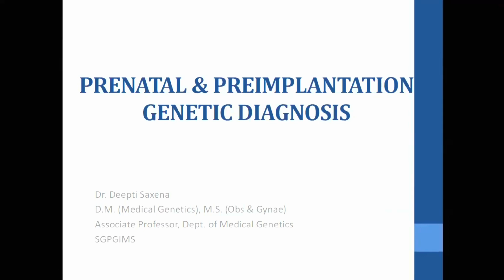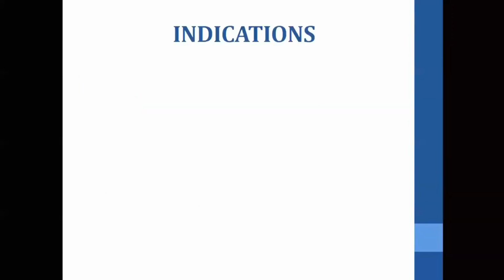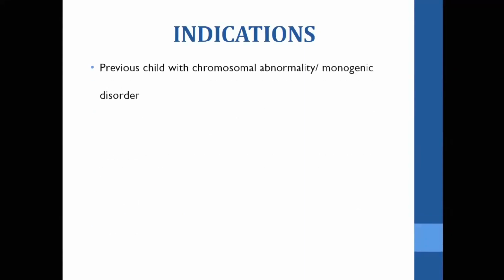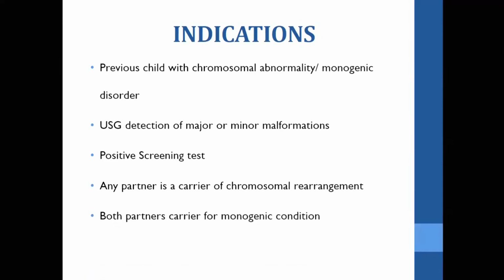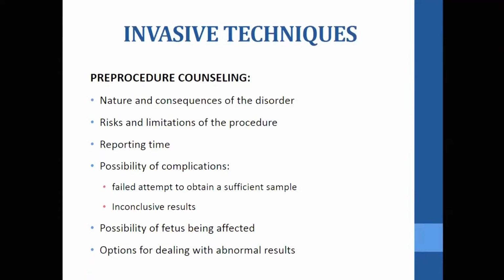So today I'll be talking about prenatal and pre-implantation genetic diagnosis. After screening, we have come to diagnosis. Indications: what are the indications of prenatal diagnosis? It can be done in any case where a previous child has some chromosomal abnormality or monogenic disorder, if ultrasound shows any major or minor malformation, when there is a positive screening test, or if either partner is a carrier of a chromosomal rearrangement. If the partners are carriers for any monogenic condition, then also we can offer prenatal diagnosis.